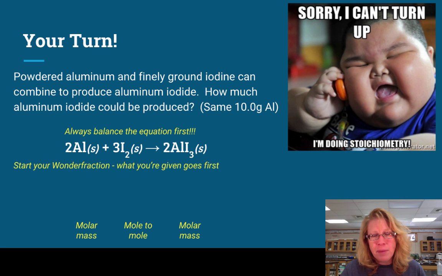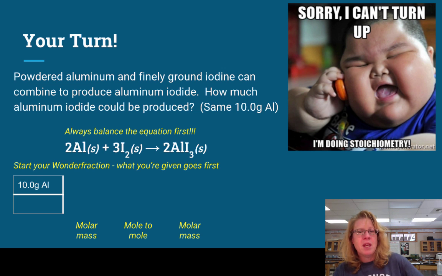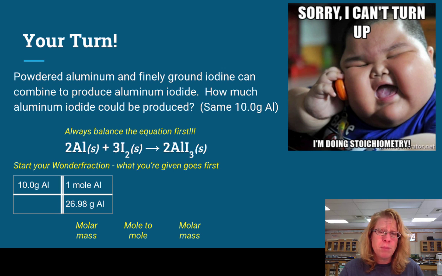So here's the next step. Start with what you're given. You're given 10 grams of aluminum, so that goes in your first step. The next step is going to be grams to moles. You need to convert to moles so that we can go from one chemical to the other. So we have to do this kind of like a pre-step. So there's our grams to moles step. It's molar mass of aluminum, same as we did in the last problem.